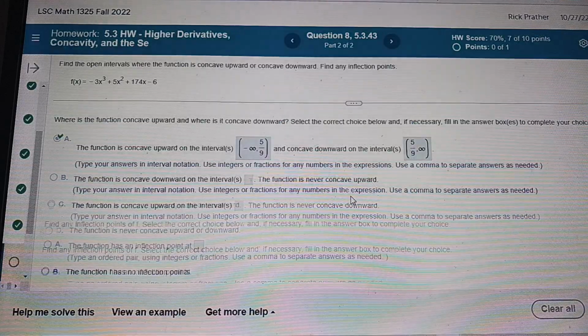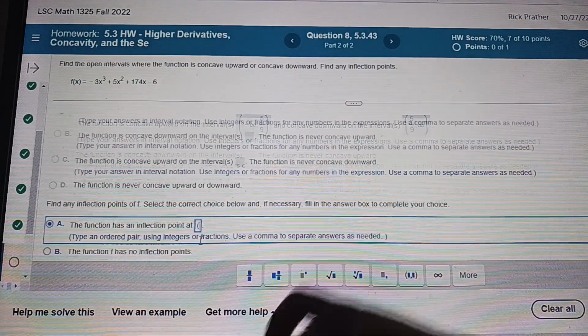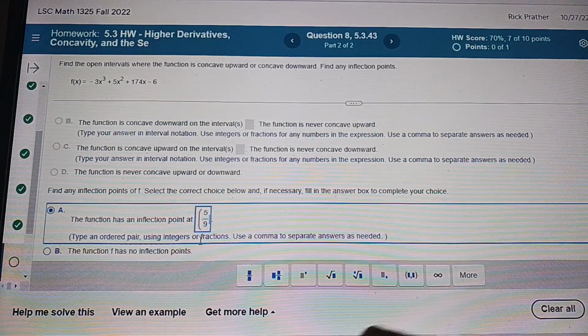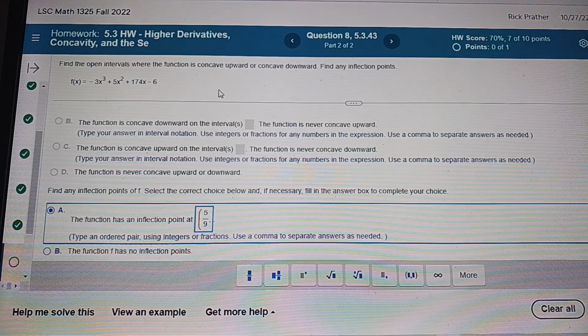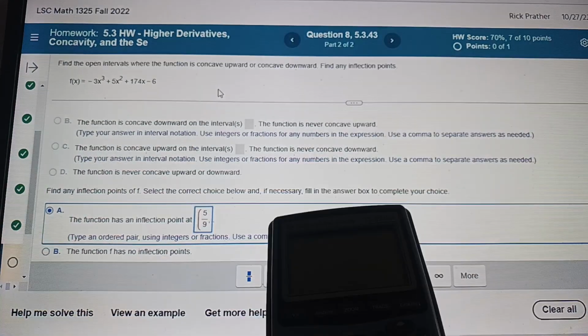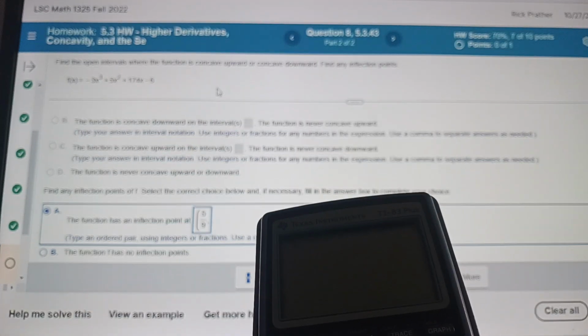So 5/9 is the location of the inflection point. It's the x value of it, but we don't know the y value yet. But I can put half the answer in. It's 5/9 comma something. Unfortunately, plugging 5/9 into this would be messy. So that would help to have a graphing calculator. And if you have one, you can just type it in with parentheses around the 5/9.